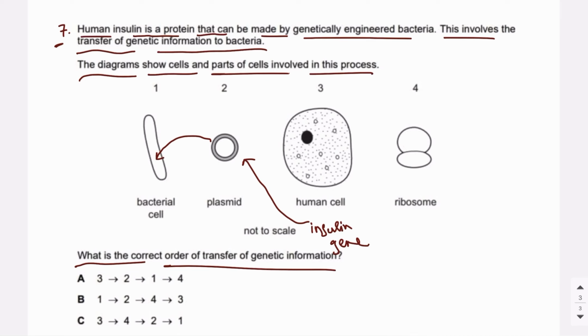So what is the sequence? The sequence is from the human cell to the plasmid, from the plasmid to the bacterial cell, and from the bacterial cell to the ribosome. Ribosome is the last one because the ribosome is the site of protein synthesis, and insulin is a protein which is synthesized at the ribosome. So the answer is A.